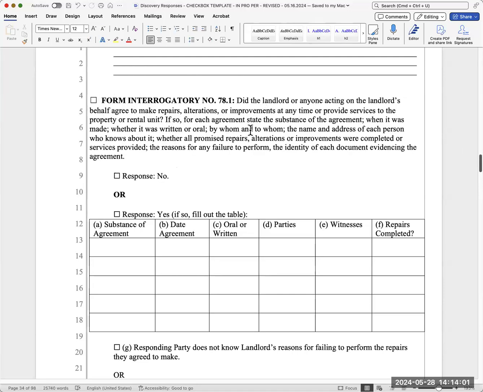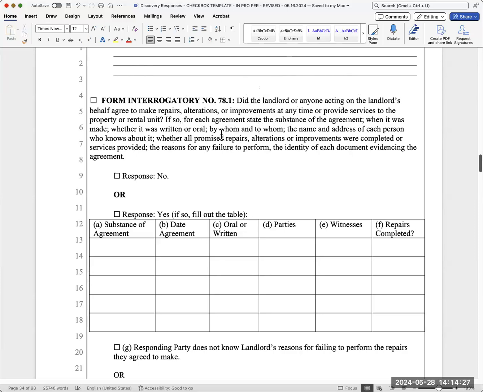So you're going to want to make sure whenever you get these kinds of questions, read them multiple times so that you know what each question is asking you. There are often very subtle differences to these questions, but most of them are different in some way. And this one is about the landlord agreeing to make a repair, alteration, or improvement at any time, or provide services to the property or rental unit.